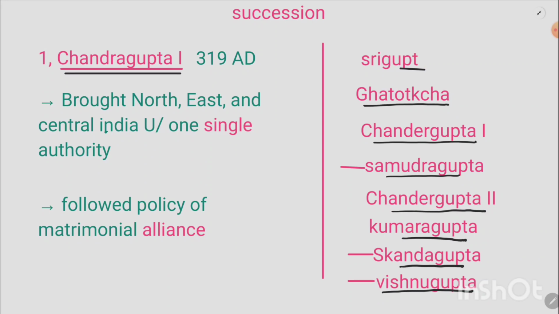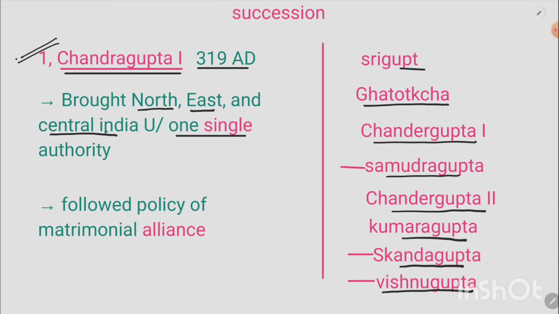Okay, so what are the important things? His reign is believed to be from 319 AD. So this is his date of reign. Now, what are the important aspects related to him? Chandragupta was the one who actually brought north, east, and central India under one single authority. Again, this means centralization, or we can say unification. Unification of the territories was brought by Chandragupta first. This achievement is credited to Chandragupta first.